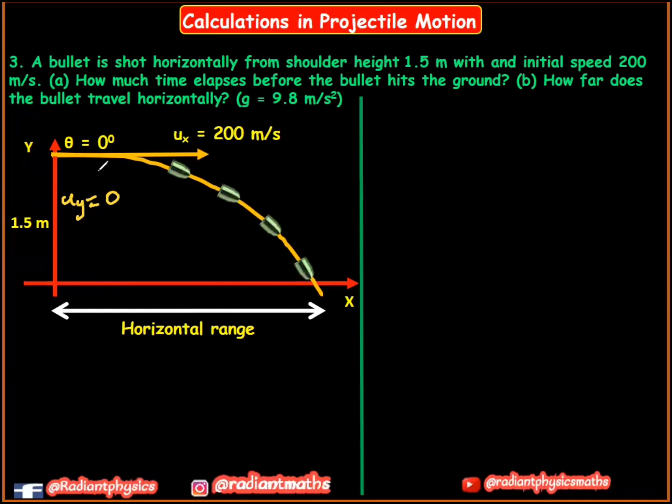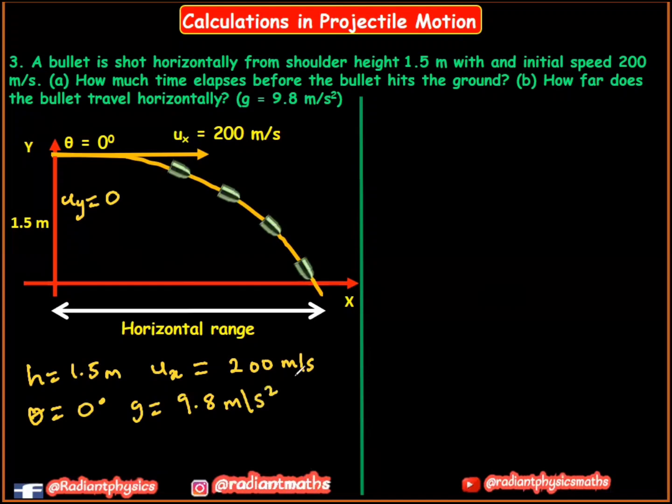So let's quickly write out what we have in this question. We have the height, which is given as 1.5 meters. We have the initial velocity along the x component, which is given as 200 meters per second. Theta in this case is 0 degrees. And we have g, which is given to us as 9.8 meters per second squared.